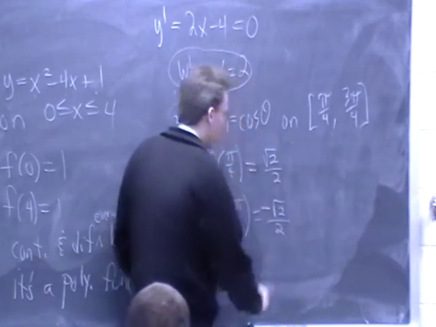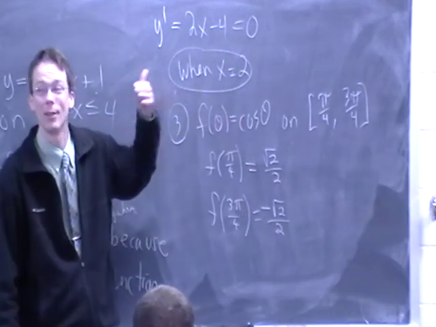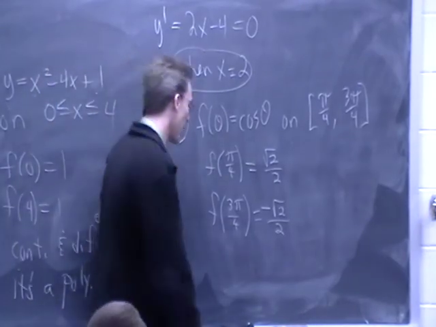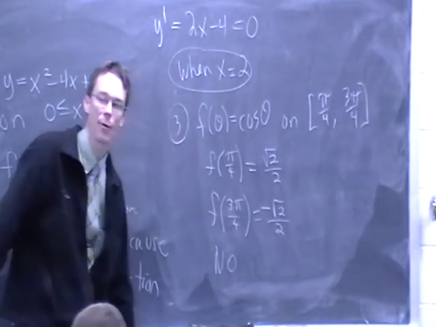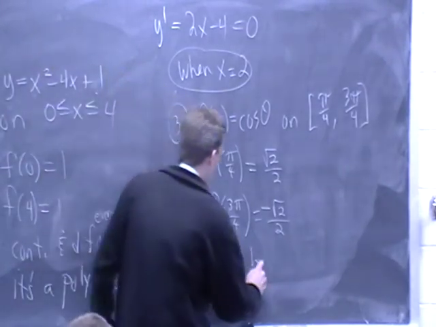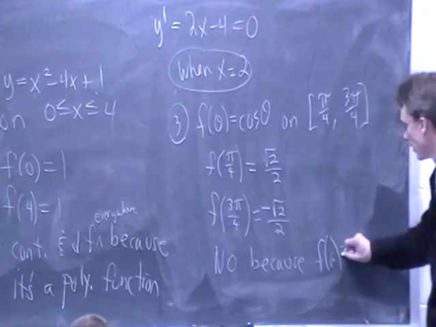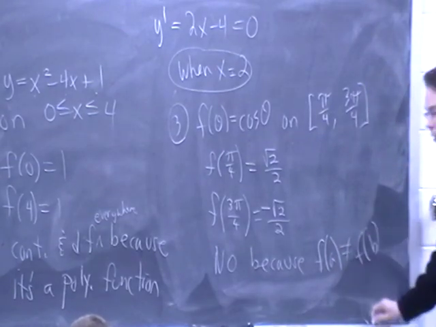If this were sine theta, we'd be all right, but not with cosine. So our answer would be no. Can't apply Rolle's theorem because f of a doesn't equal f of b.